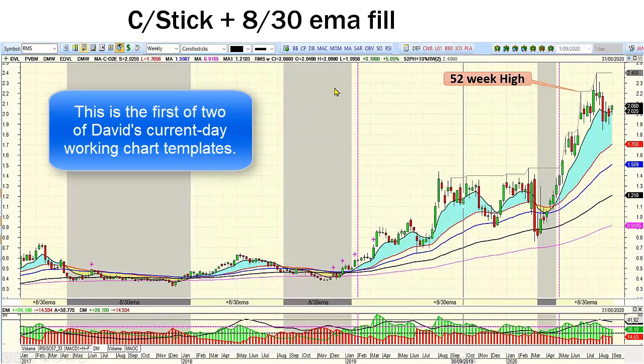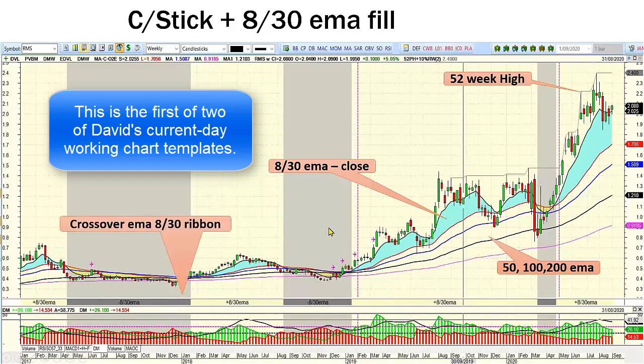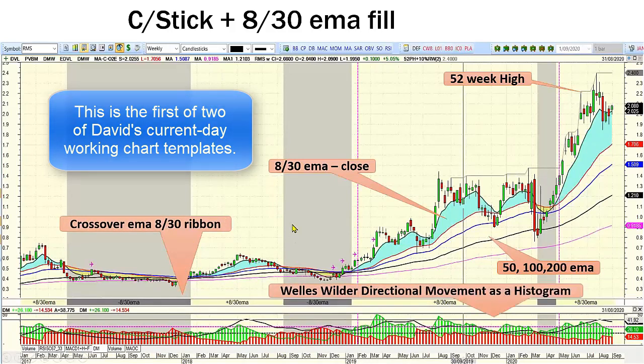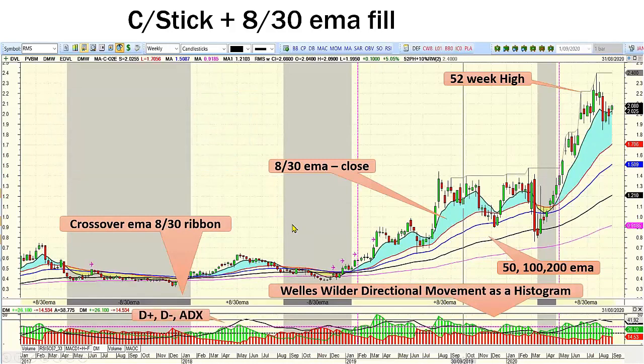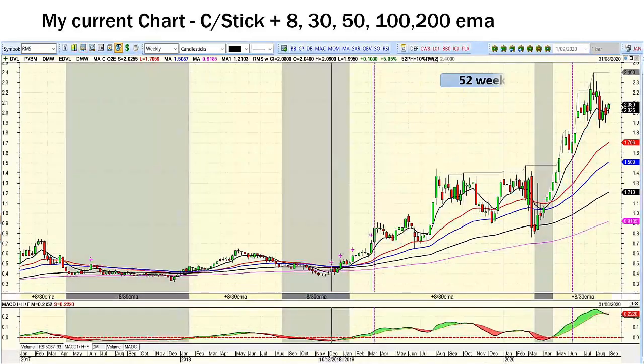Now, these are probably the last two charts, and this is a candlestick with 8/30 EMA fill. Once again, I've got the 52-week high. I've got an 8/30 EMA, which I've talked about, and I've got 50, 100 and 200 EMA, and a crossover ribbon 8/30. And the Wells Wilder directional movement is a histogram, D plus, D minus, and ADX.